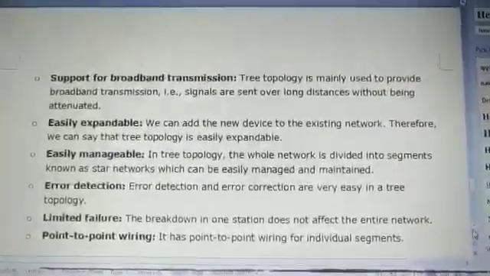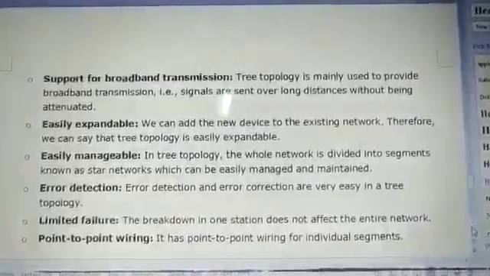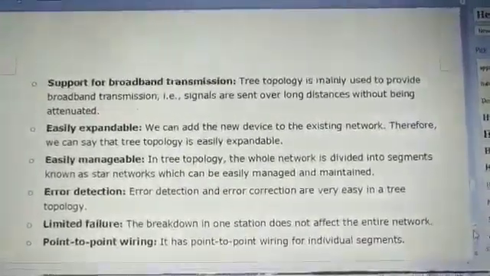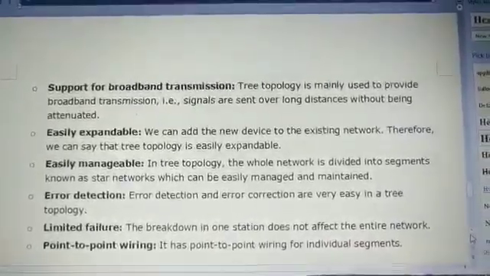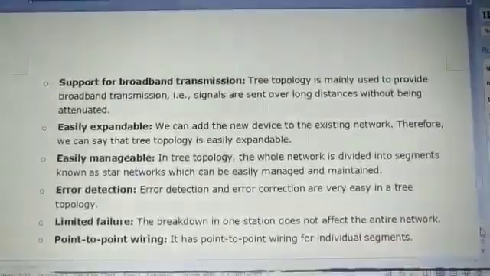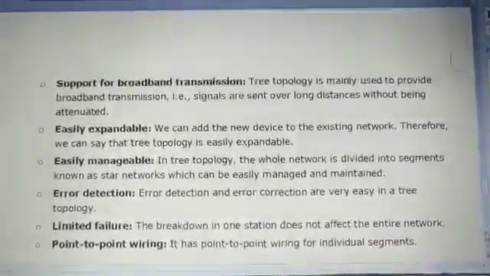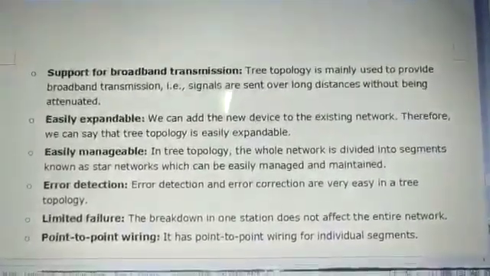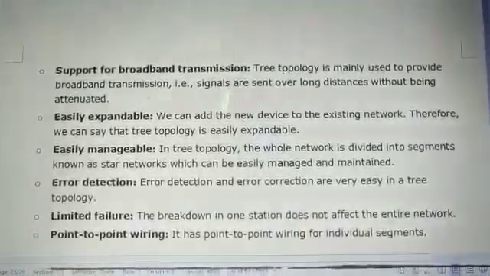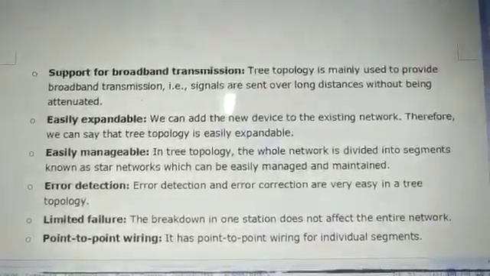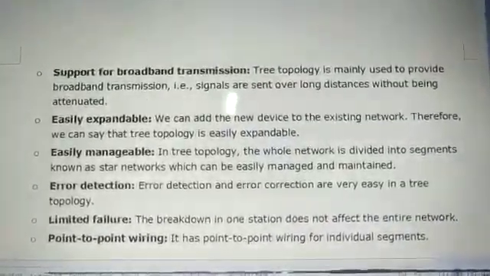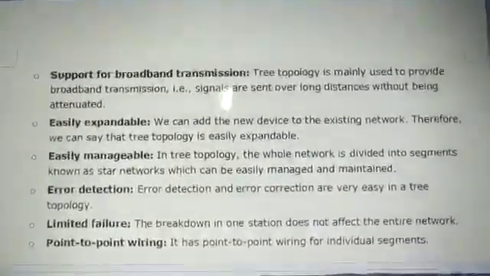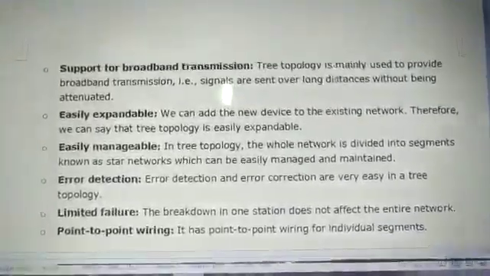Limited failure, because the breakdown of one station does not affect the entire network. If the whole system or the server breaks down, then it will affect the other clients. But if a client failure occurs, it will not affect the network. Next, point-to-point wiring. It has point-to-point wiring for an individual segment. This means a point-to-point physical pathway.